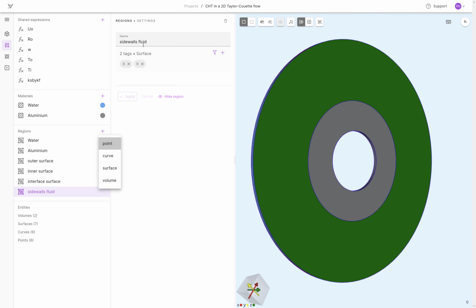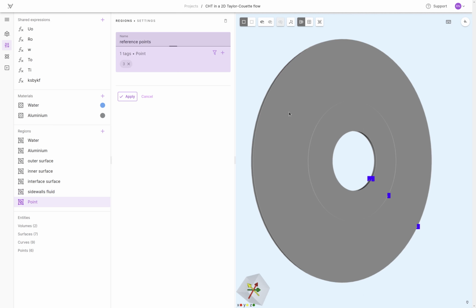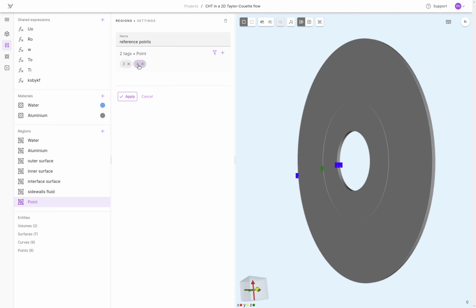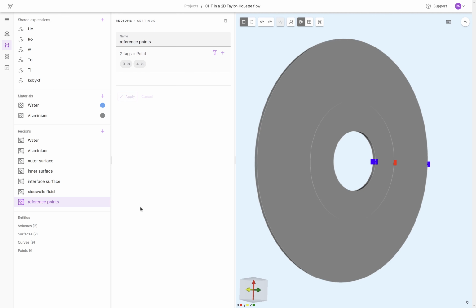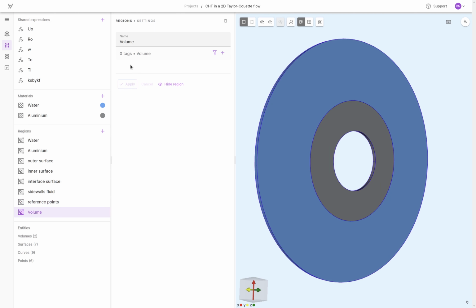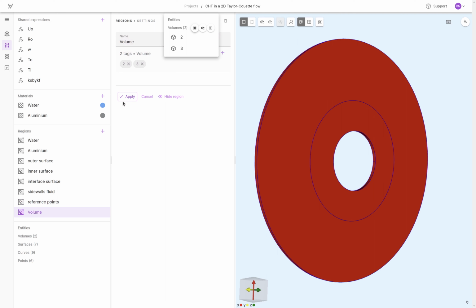Then we define some reference points at the interface region where we apply 0 reference pressure. Then we finally define a volume that includes both the fluid and the solid domain.